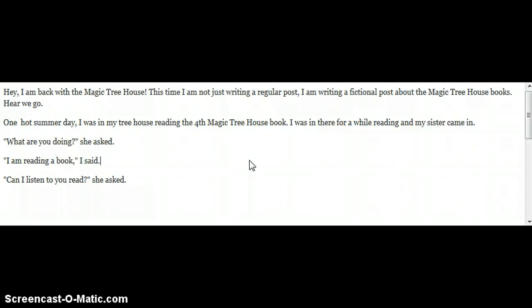All right. So, right here, first of all, when you're using quotes, when you're actually saying what the person said, you don't say, she asked me what I was doing. Right? You actually give the exact words. Your sister would have said, what are you doing? Right? Then you would reply, I am reading a book. And can I listen to you read?